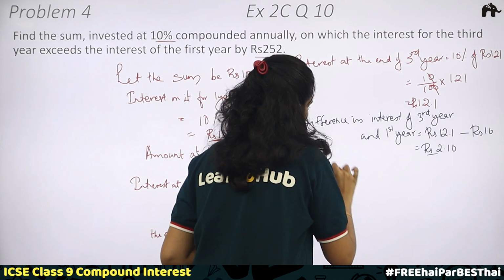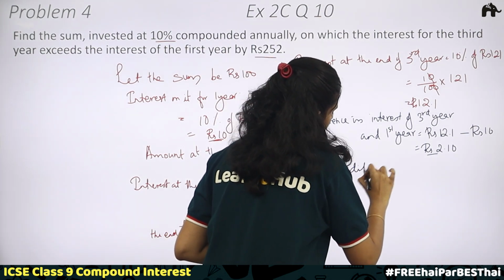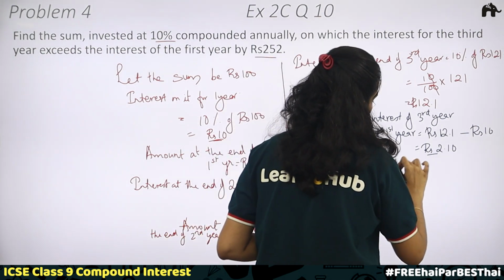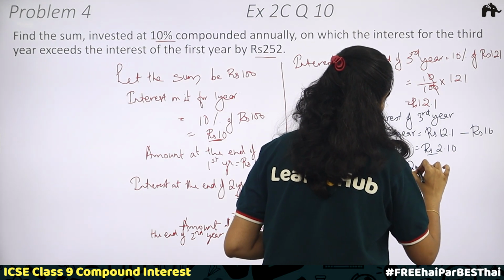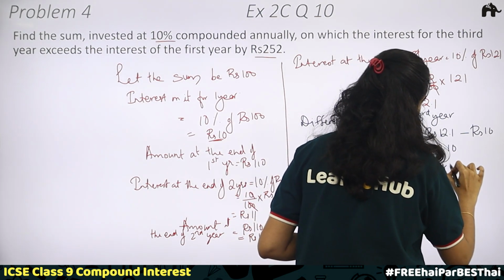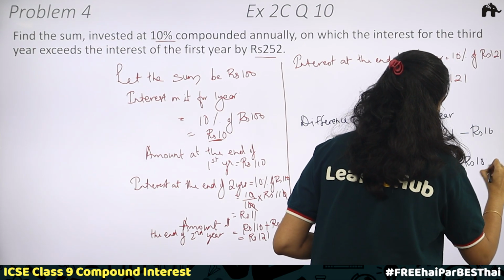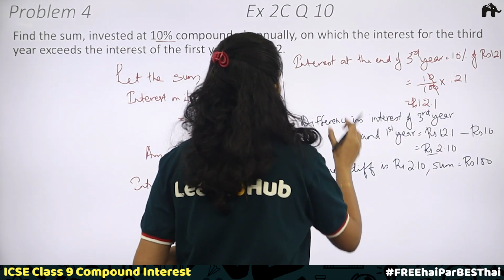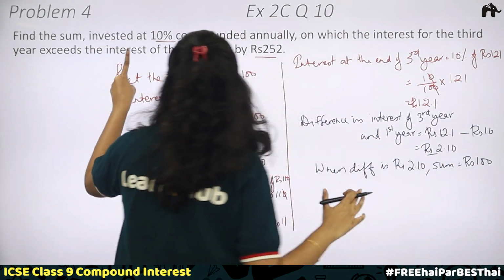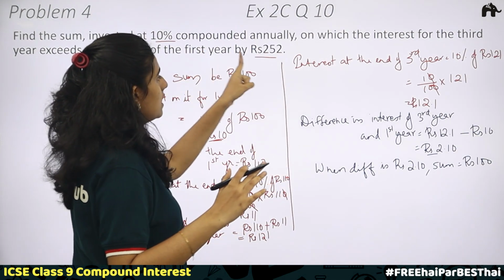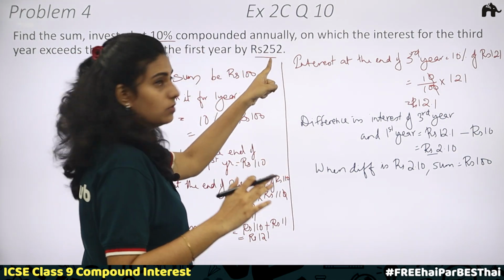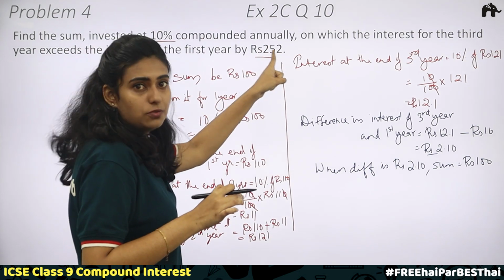When difference is rupees 2.10, sum is equal to rupees 100. Here it is given that the interest for third year exceeds the interest of first year by rupees 252, which means the difference is rupees 252.